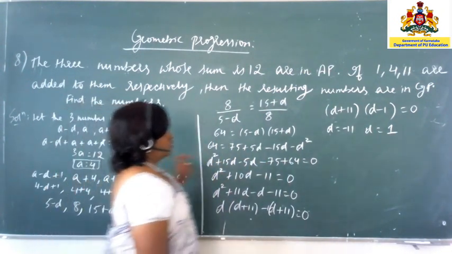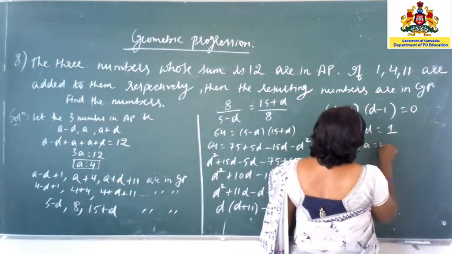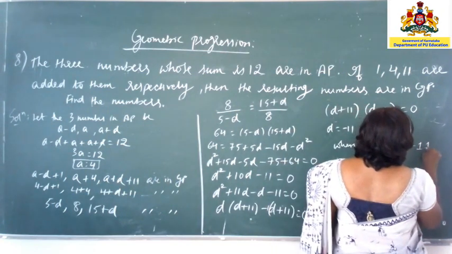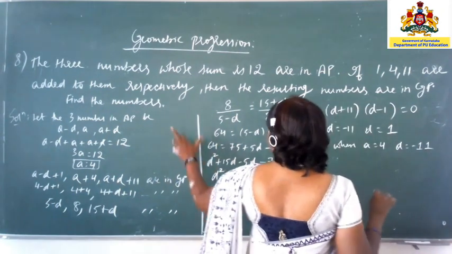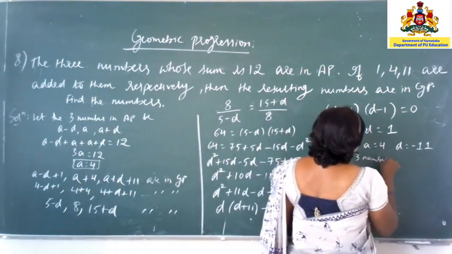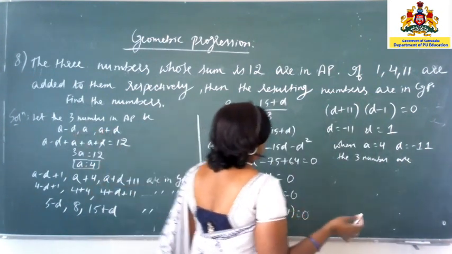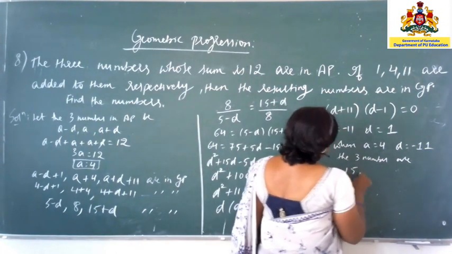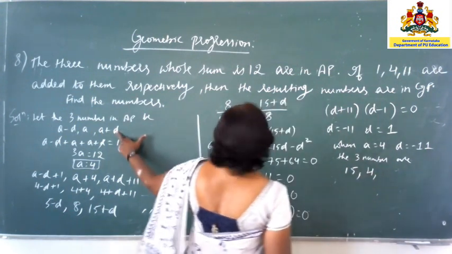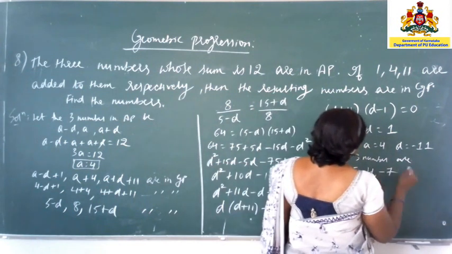So when a is equal to 4, d is equal to minus 11. What will be the three numbers? The three numbers are 4 minus of minus 11, so it is 15. a is 4. Then a plus d, so 4 minus 11, that is minus 7.